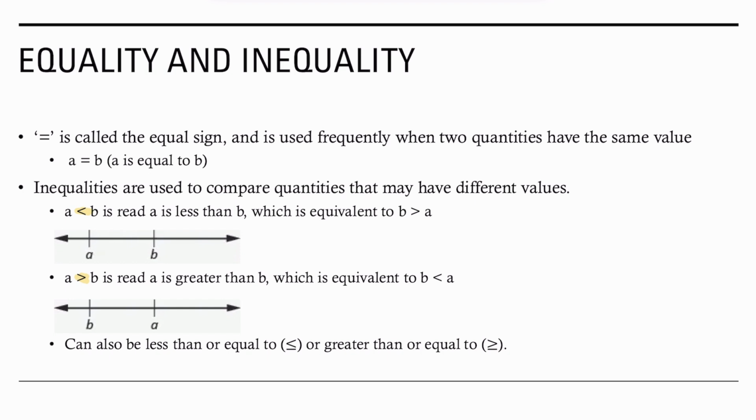Finally, we can also see these symbols here. So we have a little line underneath. And what these mean are that it could be less than or equal to. So it's using some comparison where we're including the value, saying that it could be equal to that expression. It could also be less than. Or alternatively, it could be greater than the other expression, but it could also be equal to.